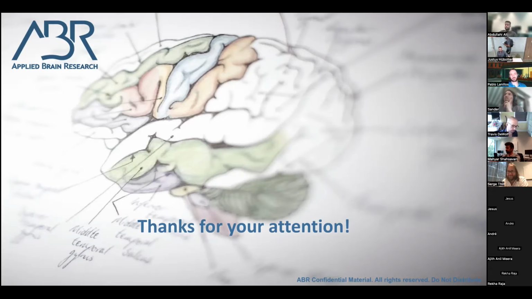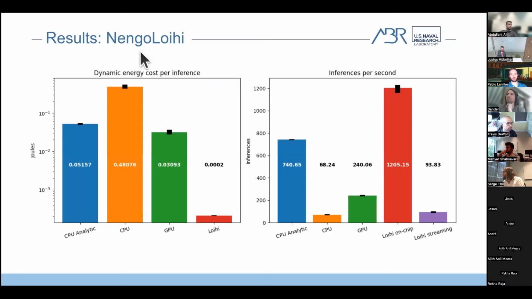I do have a handful of questions. Thank you, Travis. The first one relates to your last slide with the energy consumption, the left plot. There was a computer in the loop at some point as well, a standard PC, even when you use just the Loihi on-chip stuff. Is that correct? That's correct.